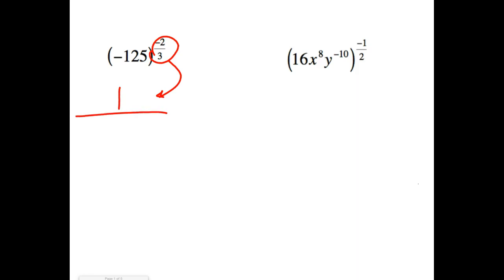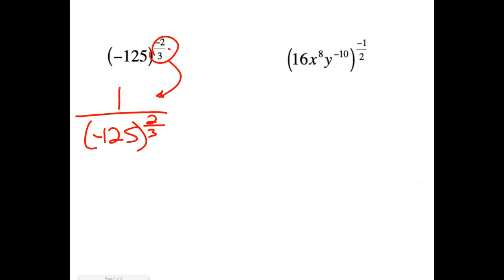Now, something I need you guys to notice. The -125 is going to stay as a -125. That's not what we're talking about when we say negative to the bottom. We're talking about the power needs to be negative. That's what goes to the bottom. Now, when you bring it to the bottom, the 2/3 needs to be positive. That's what causes it to be positive, is by going to the bottom.